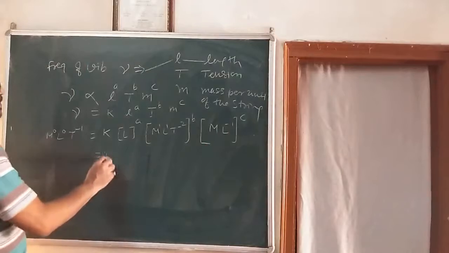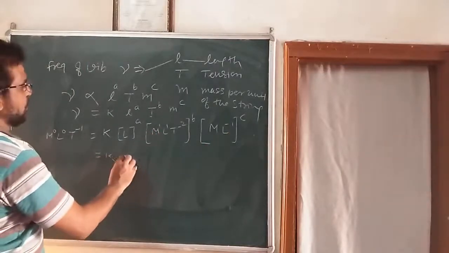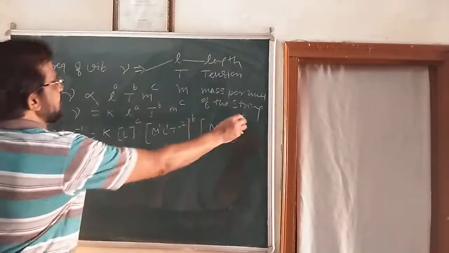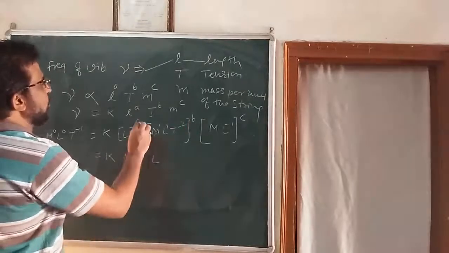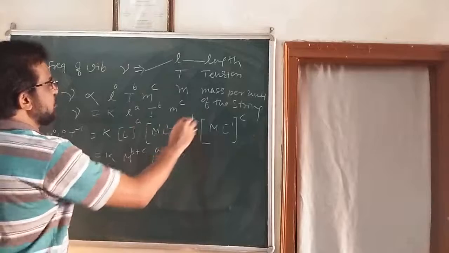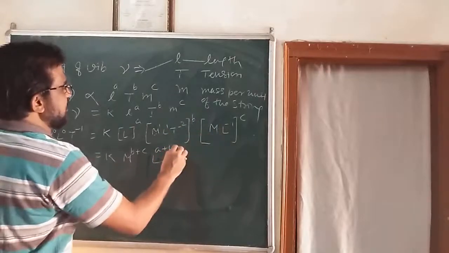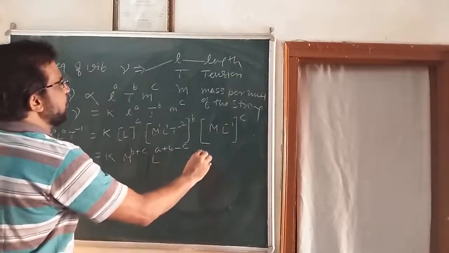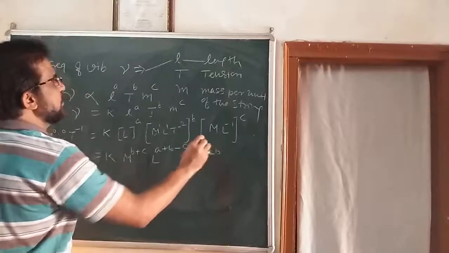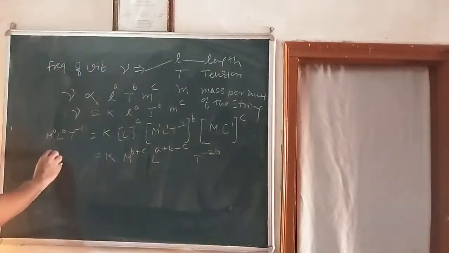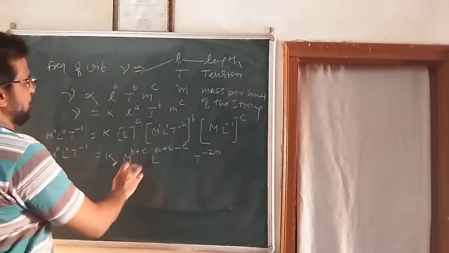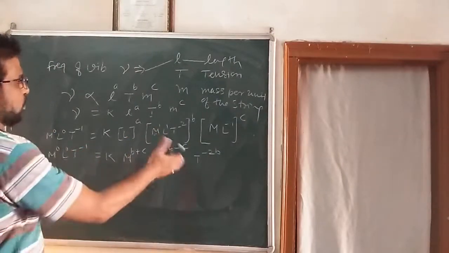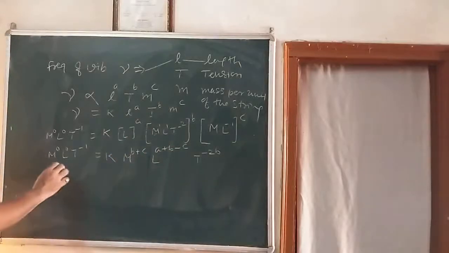Now solve it. K, M to the power B here and C here, so I can write M^(B+C). L to the power A, here is B and here is C. And T to the power minus 2B here. See that, now write down the equation. When bases are common, powers are added. Now compare the powers on both sides.